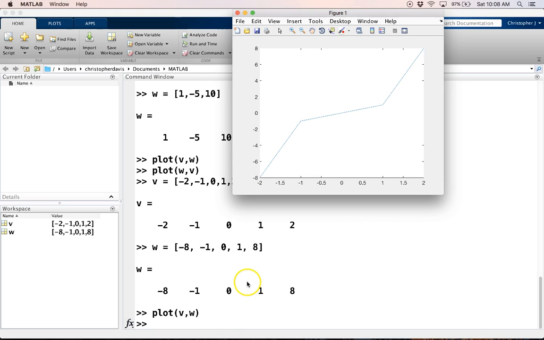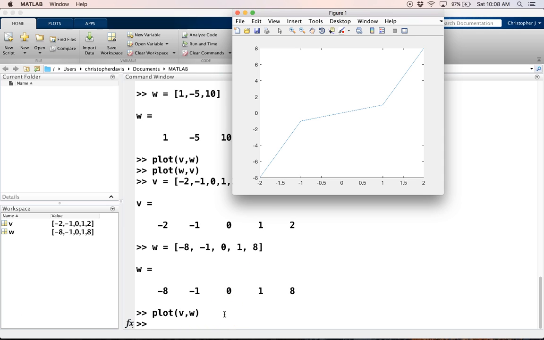Then let's look at it. Okay, and this really emphasizes how MATLAB does this connect the dots format. Okay, it starts here at negative 2, negative 8. Then it has these 4 line segments. Okay, I guess this one, it's secretly broken up here, but it's 2 lines of the same slope. So it looks like just a single line.